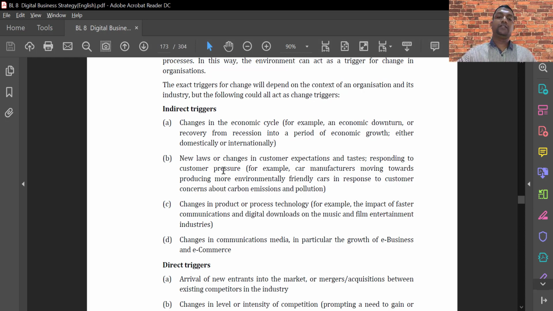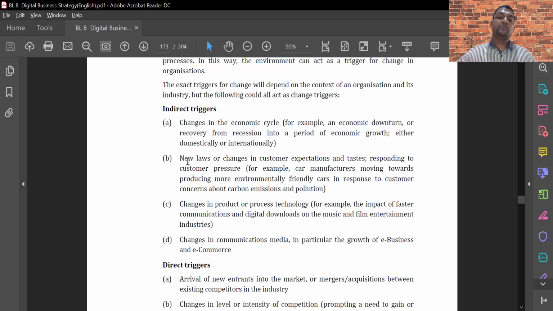Changes in the economic cycle. For example, even now in the country organizations are having trouble because they don't have the same market that they had earlier, people are very careful in their buying habits, and because of that situation, the market structure is now changing. So changes in the economic cycle as an overall is an indirect trigger. Because of that, you will have to do certain changes.